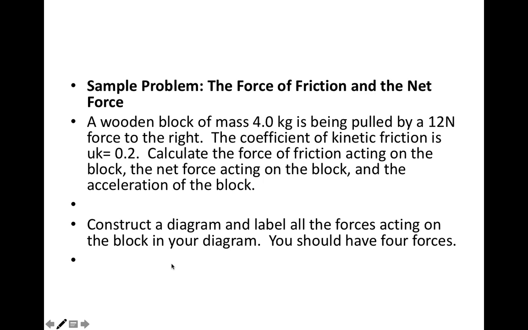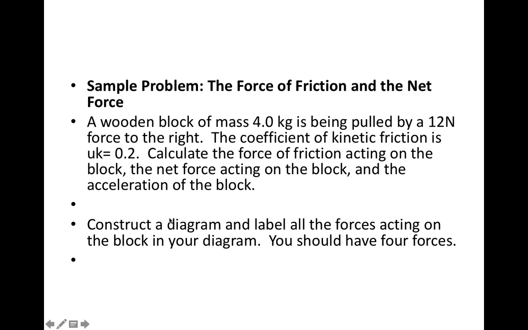So here's a sample problem. A wooden block of mass 4 kilograms is being pulled by a 12 Newton force to the right. The coefficient of kinetic friction is 0.2. Calculate the force of friction acting on the block, the net force acting on the block, and the acceleration of the block. Construct a diagram and label all the forces acting on your block in your diagram. You should have 4 forces.